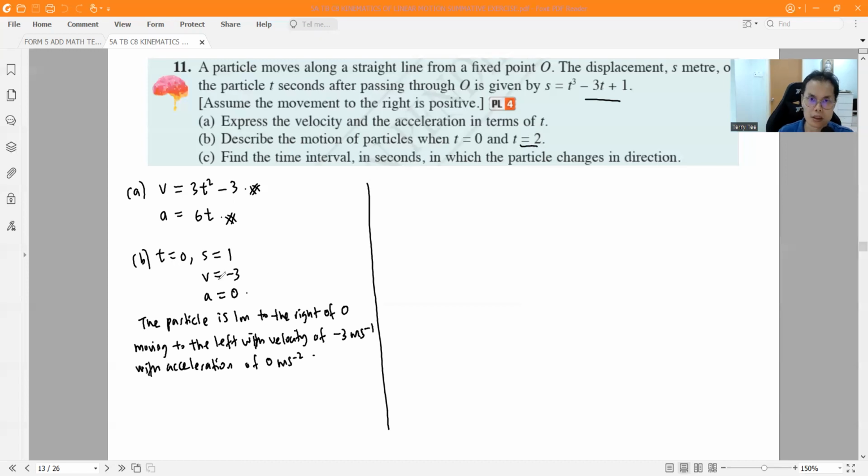The motion when t is 2. When t is 2, let's put 2 inside here. 2 cubed is 8. 3 times 2 is 6. 8 minus 6 is 2. 2 plus 1 is 3. How about your velocity? I put 2 inside. 2 squared is 4. This is 12. 12 minus 3 is 9. 9 meters per second. All right. Okay, how about your a? 6 times 2, which is 12. 12 m/s squared. So what can you say about the particle?